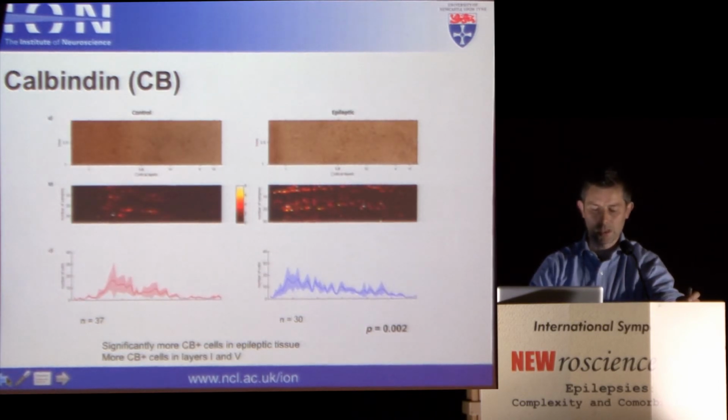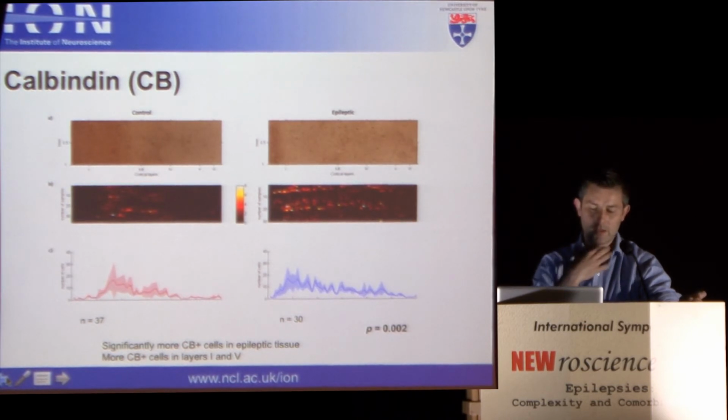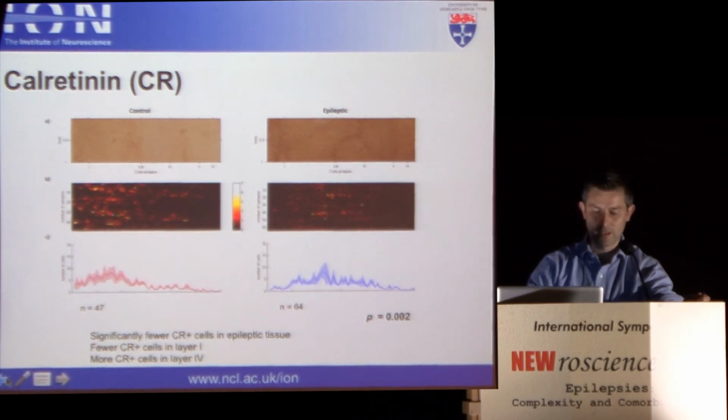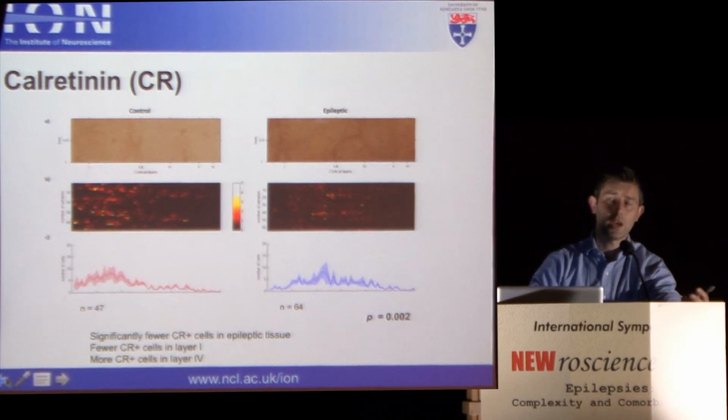Calbindin: there are significantly more calbindin cells in the superficial layers of the epileptic tissue. And then finally calretinin, again we're seeing significantly fewer cells in the epileptic tissue, fewer in layer 1 and fewer in layer 4. We're also looking at somatostatin, and we have the data for that. It just hasn't been published, analysed yet.